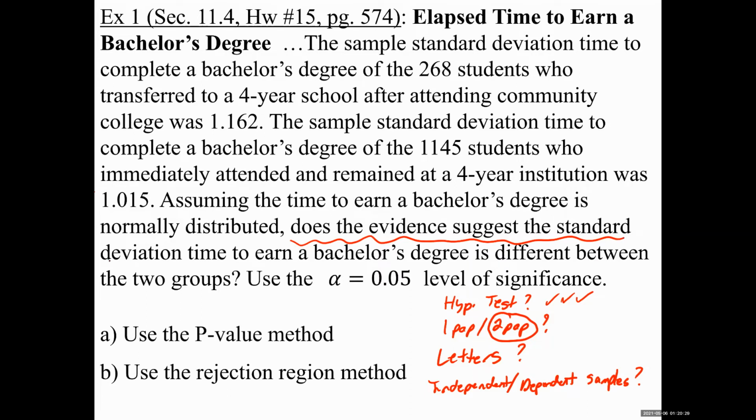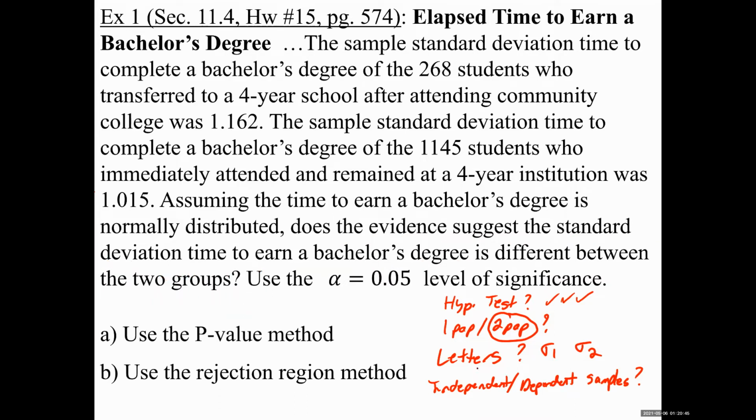Does the evidence suggest the standard deviation time to earn a bachelor's degree is different between the two groups? Since they mentioned standard deviation, this is a standard deviation problem. We have two standard deviations because there's two populations. And the last thing is, is it independent samples or dependent samples?